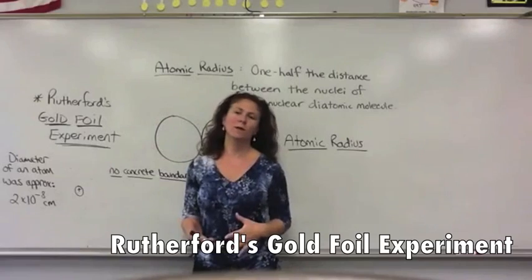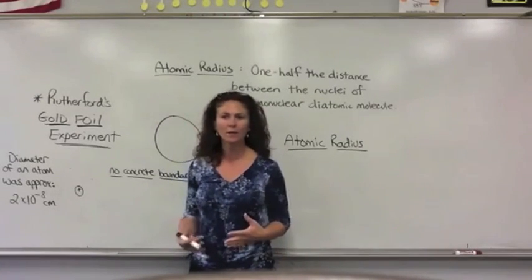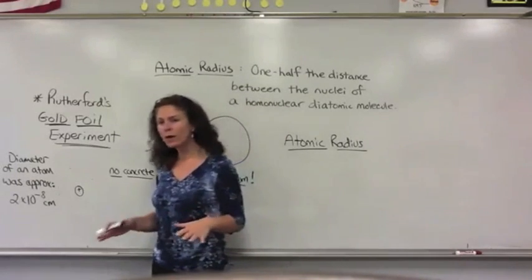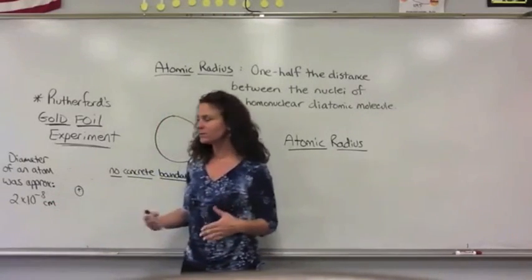Rutherford's gold foil experiment actually led him to be able to measure the diameter of an atom quantitatively, and he came up with a measurement of approximately 2 × 10⁻⁸ centimeters in diameter.